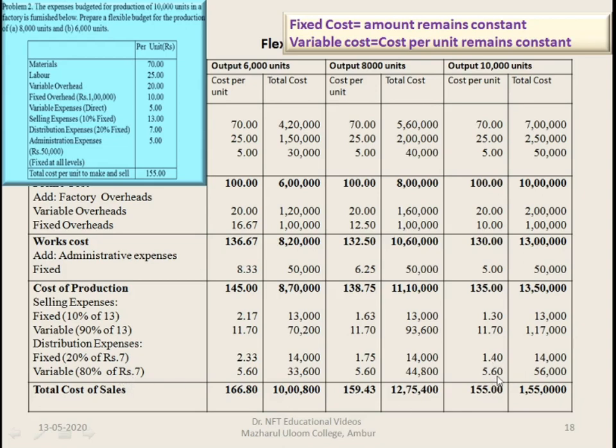80 percentage of 7 is 5.60. Where variable cost per unit is constant, so 5.6, 5.6 and 5.6. 5.6 into 6,000 gives you 33,600. 5.6 into 8,000 gives you 44,800 and 5.6 into 10,000 gives you 56,000. If you add all these, you get the total cost of sales.